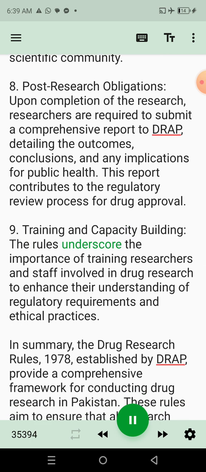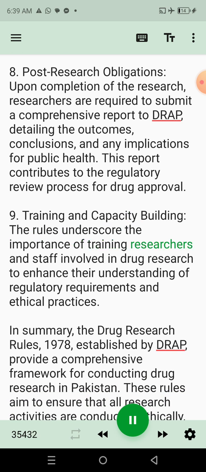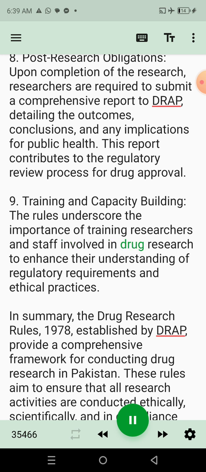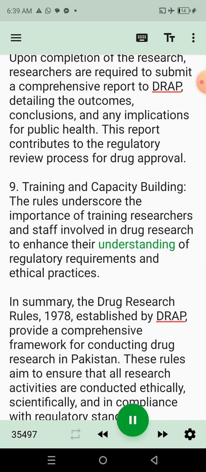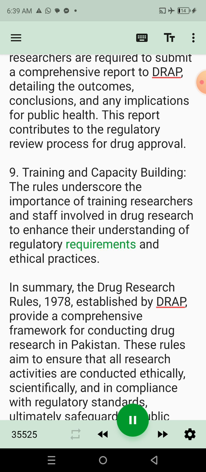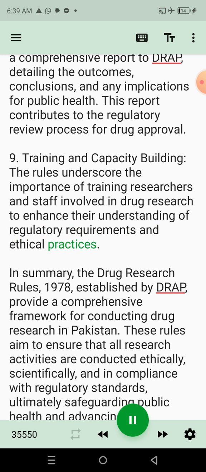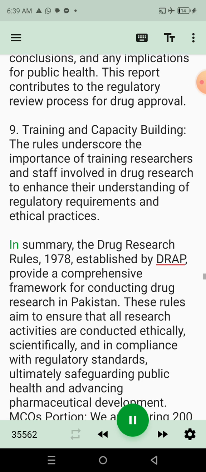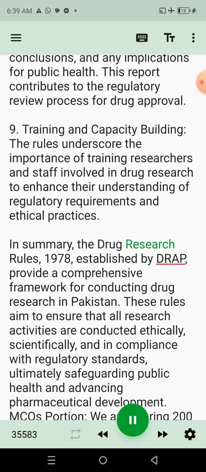9. Training and capacity building. The rules underscore the importance of training researchers and staff involved in drug research to enhance their understanding of regulatory requirements and ethical practices.